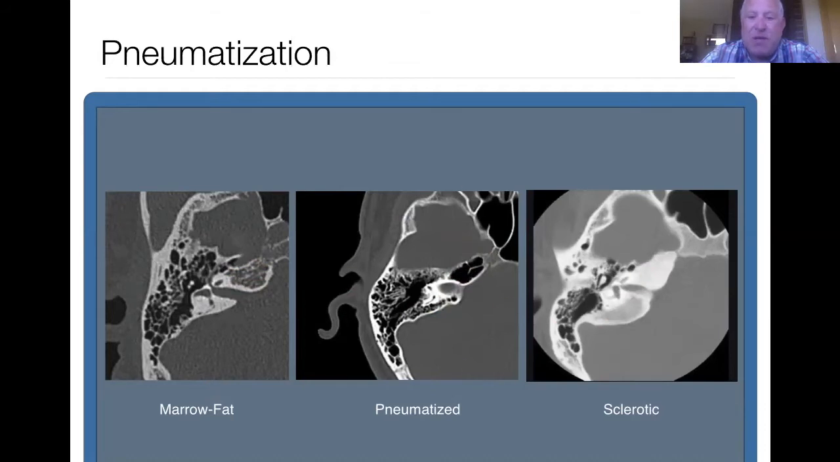The pneumatized Petrous apex is the one that we need to focus on because this is the one that will develop pathology. This one has associated air cell tracts that come from the middle ear and the mastoid and can contribute to the underlying pathology that we see in the Petrous apex.